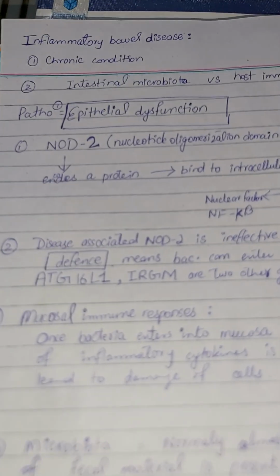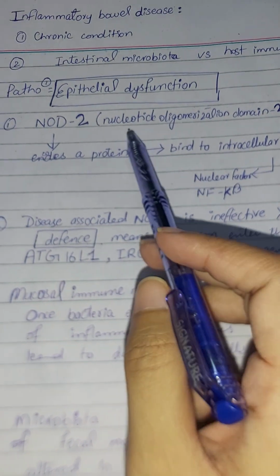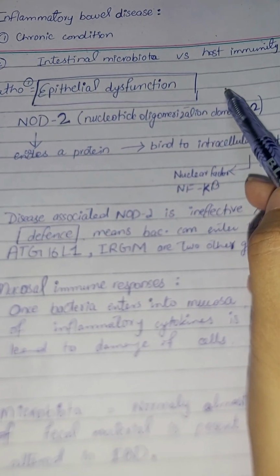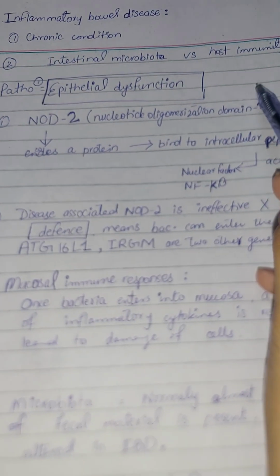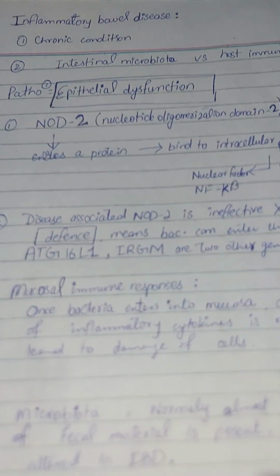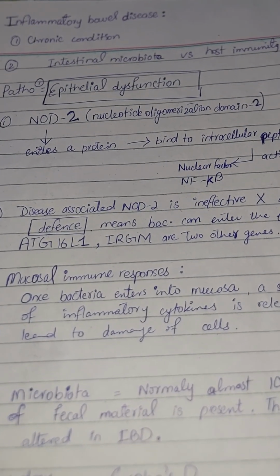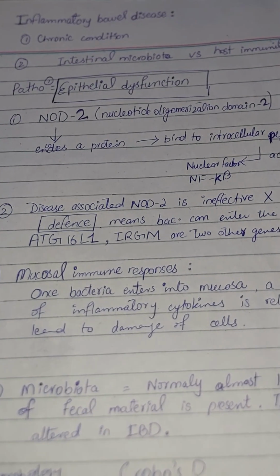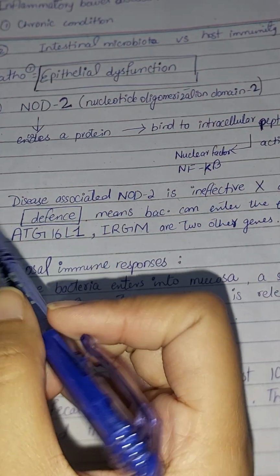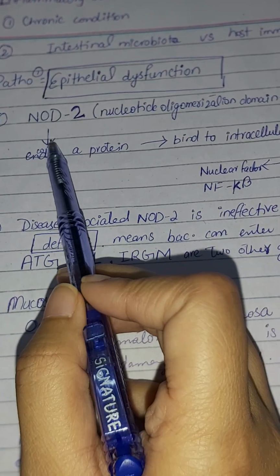Now the factors: number one is epithelial dysfunction. What is epithelial dysfunction? It means that the enterocytes, which are adherent to each other, lose their function, and there is a gap between the cells, which leads to the invasion of the bacteria inside the lamina propria, or we can say the mucosa or submucosa.